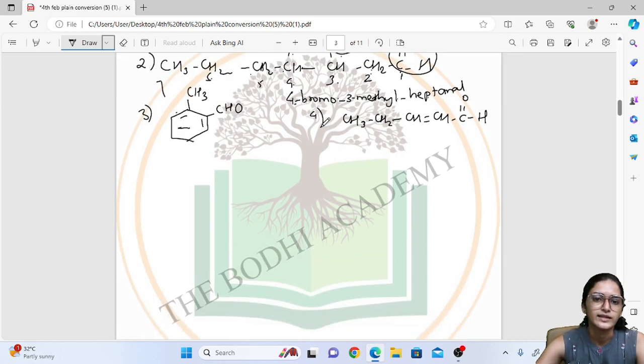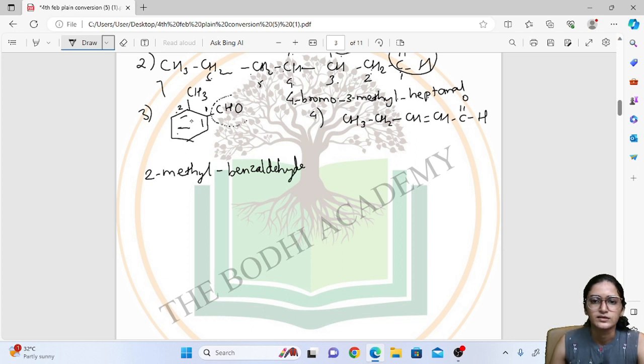Okay, the next is a benzene ring with CH3 and CHO. So here the main group is CHO, the numbering will be from here. 1, 2. Since this is the main group, this acts as a substituent and this as the main group. CHO attached to the benzene, the name is benzaldehyde. So it will be 2-methylbenzaldehyde.